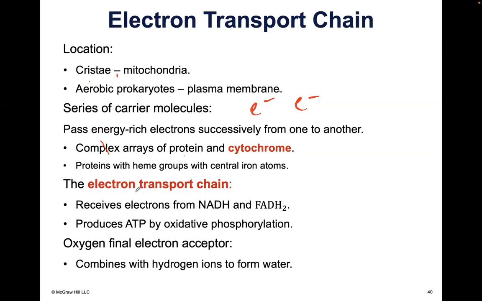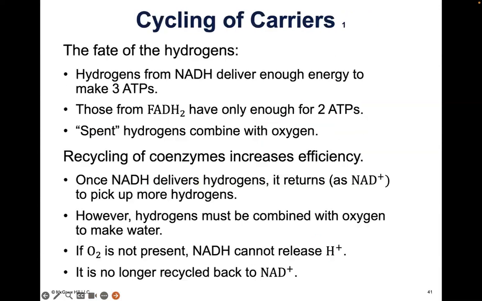So what happens in the electron transport chain? It receives electrons from NADH and FADH2, and it produces ATP by oxidative phosphorylation. Oxidative phosphorylation is the process of production of ATP. Oxygen, the final electron acceptor, combines with hydrogen ion to form water. Mind you, oxygen is sent into the system, and you've got hydrogen ion in the system, so that leads to the production of a water molecule.